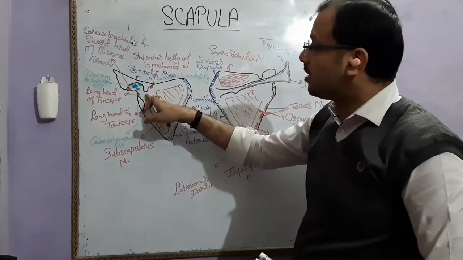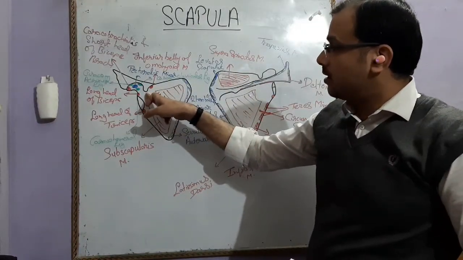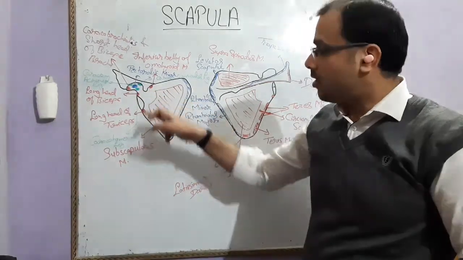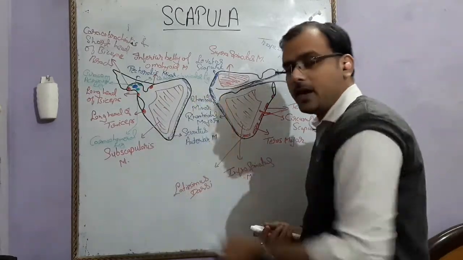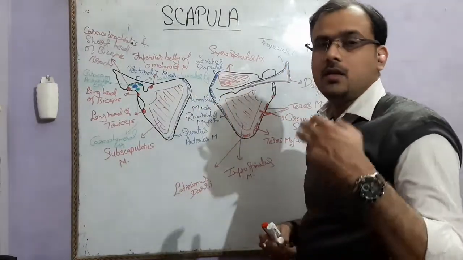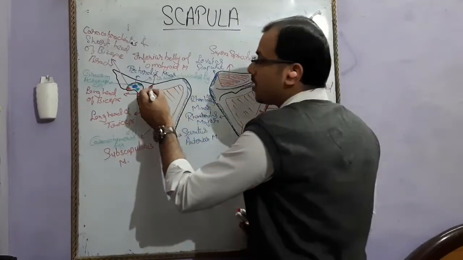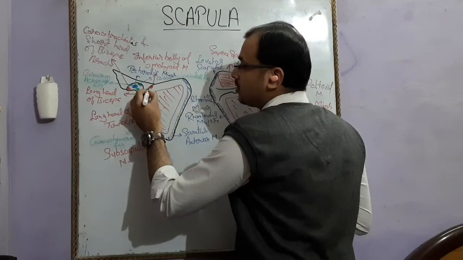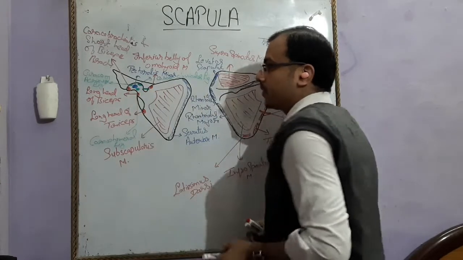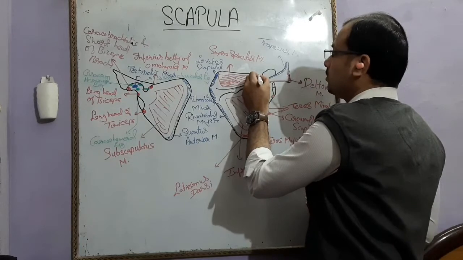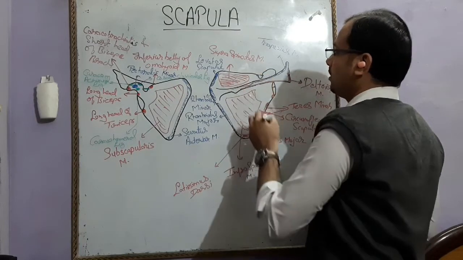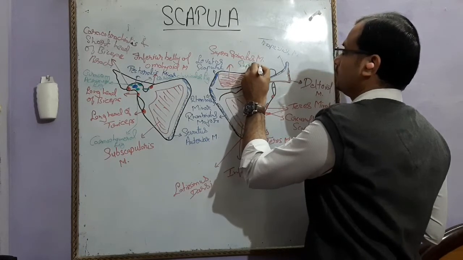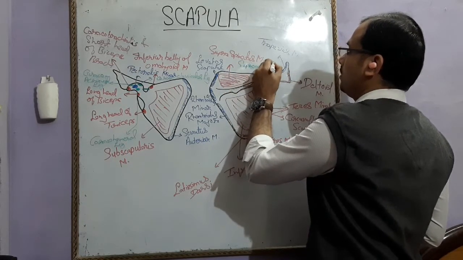Now, on the superior border near the suprascapular notch, this suprascapular notch is converted into a foramen by a ligament known as transverse ligament. This is the transverse ligament, also known as suprascapular ligament.